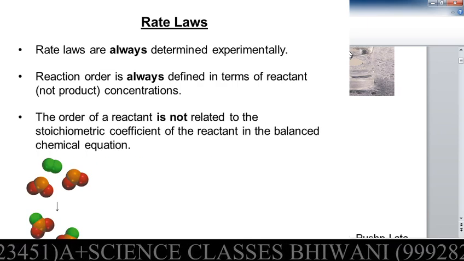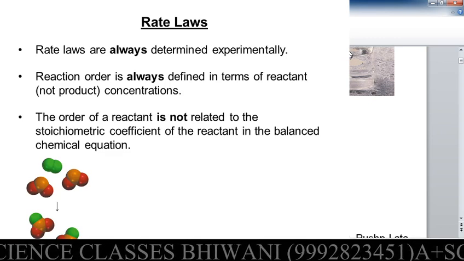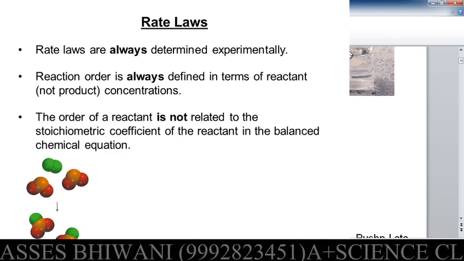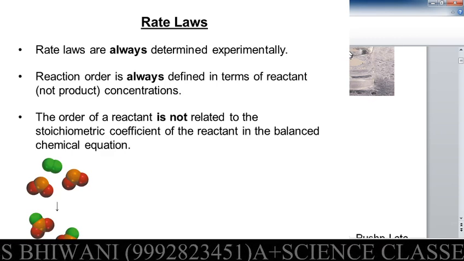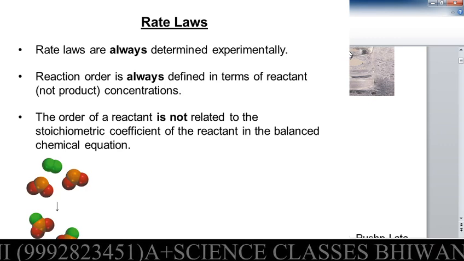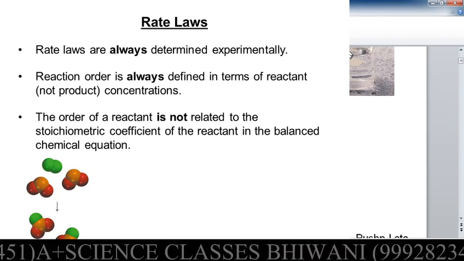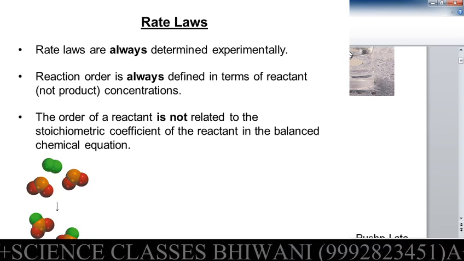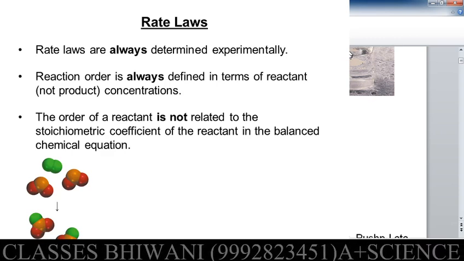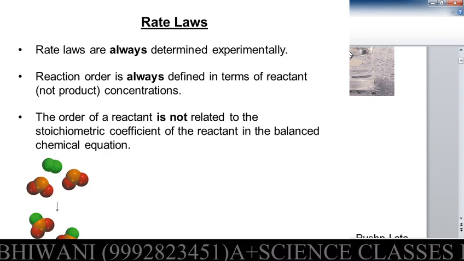Is it clear? The order of a reactant is not related to the stoichiometric coefficient of the reactant in the balanced chemical reaction. It does not always happen that the number of moles of a reactant is its order. Order is definitely found by experimental determination, whether the reactant is involved in the reaction or not. Clear?